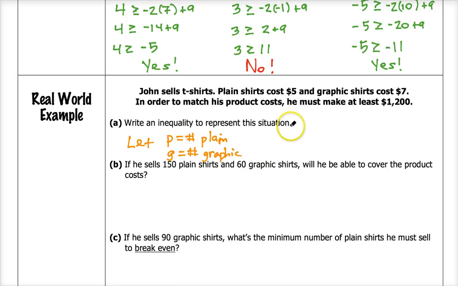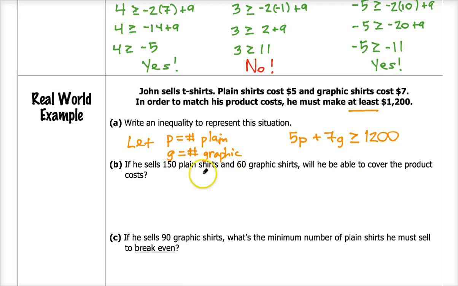Well, if plain t-shirts cost $5 a piece, then we're making 5 times P from the plain t-shirts. Graphic shirts, $7 a piece, would be 7 times G for the sales we get from those. If we have to make at least $1,200, at least is a phrase that represents greater than or equal to. The total amount must be greater than or equal to $1,200. So this would be my inequality here.